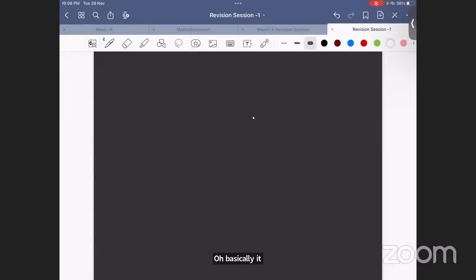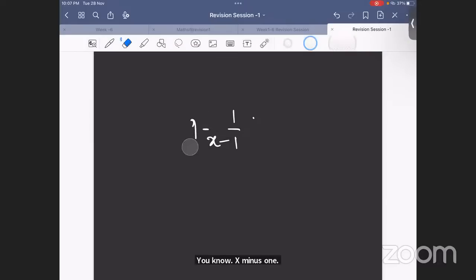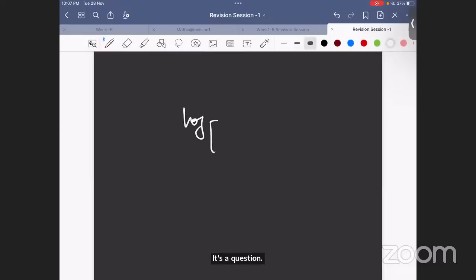Basically, it is log x plus log to the base (x plus 1) by (x minus 1), to the power something. The base is (x plus 1) upon (x minus 1), and the power is (x square plus 1) by (x minus 1). It's a question. Can you repeat it? Log base is x plus 1 by x minus 1, this is the base, then the power is x square plus 1 divided by x minus 1.